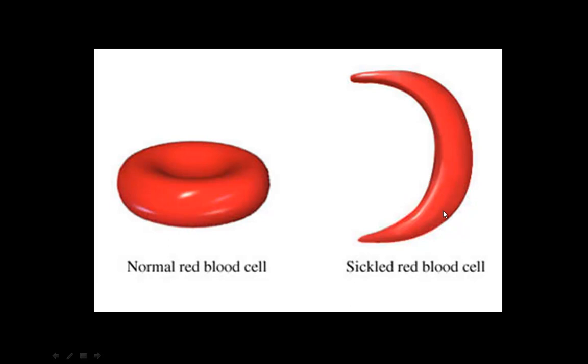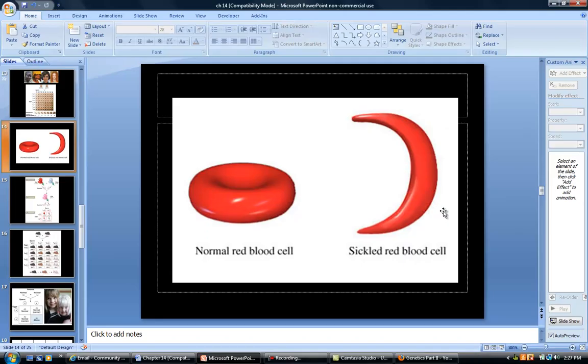You're almost resistant to malaria. So you've got one genotype that's giving rise to all these different phenotypes. That's an example of pleiotropic effects.